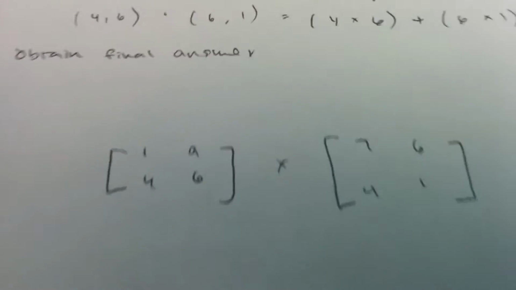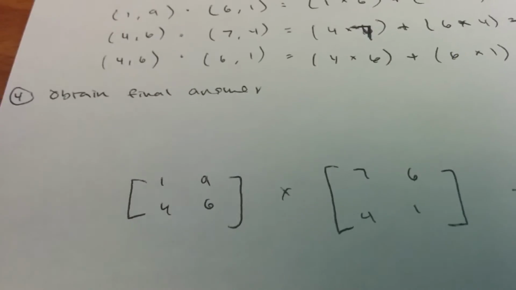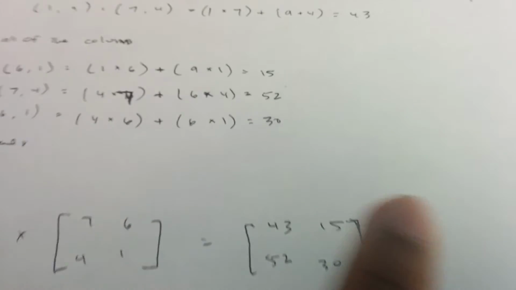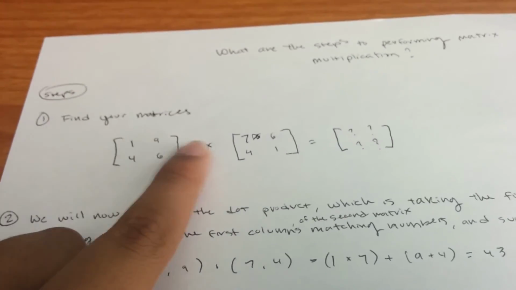So we have our final matrix equation here. The first matrix, second matrix, and then finally the third matrix, all in the order that we put it in. 43, 15, 52, and 30, all depending on which way you multiplied it.